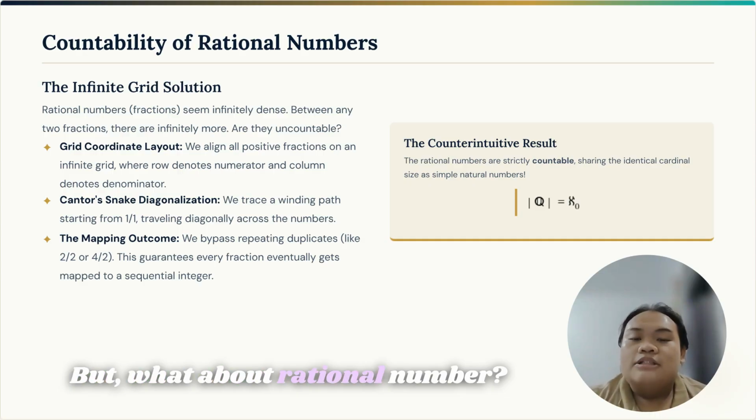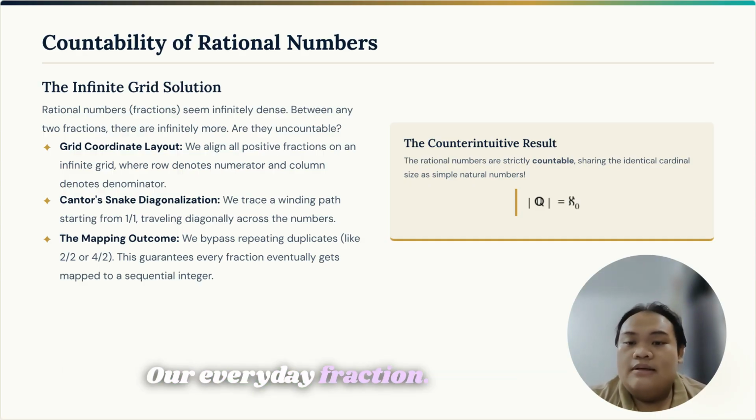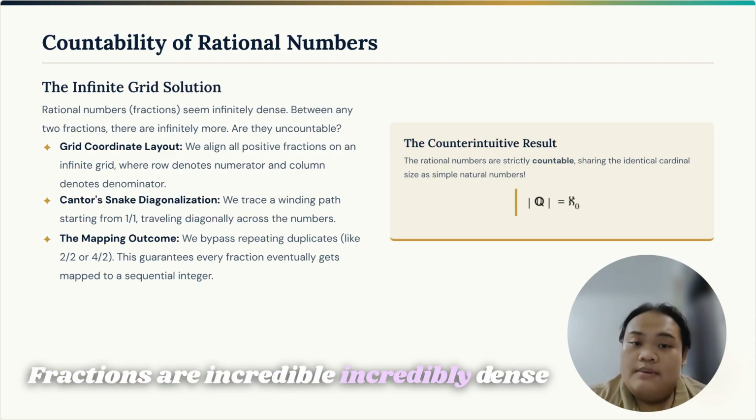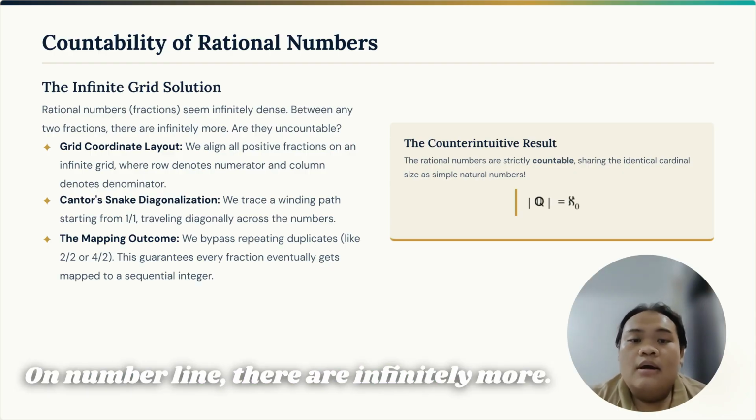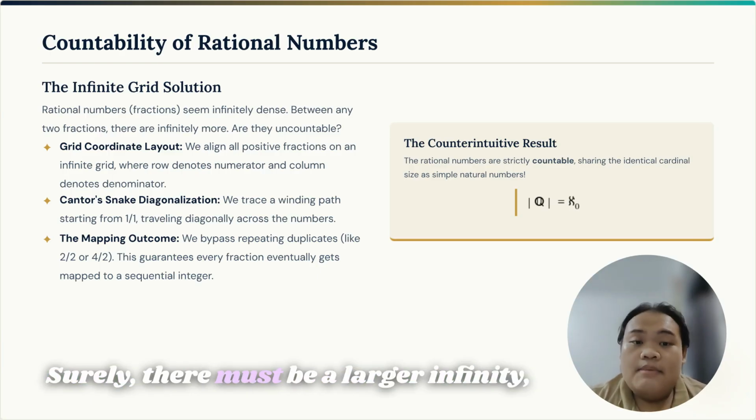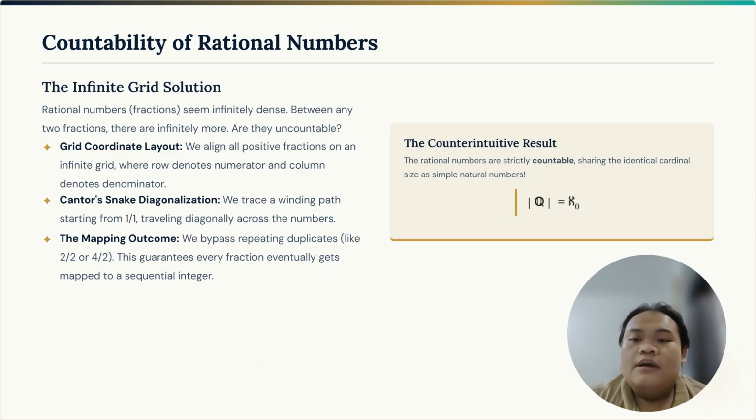But what about rational numbers, our everyday fractions? Fractions are incredibly dense. Between any two fractions on the number line, there are infinitely more. Surely, there must be a larger infinity, right?